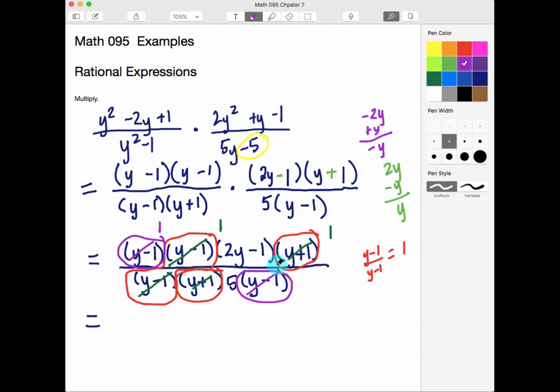So let's see, anything else? There's a 2y minus 1 on the numerator, and there's nothing like that on the denominator, and then we ran out of factors. On the denominator there's a 5, and there's not a single 5 up here on the numerator, so that means we're done. We have an answer of 2y minus 1 divided by 5. So we have just multiplied two rational expressions by factoring first, simplifying, and then writing down our simplified answer.